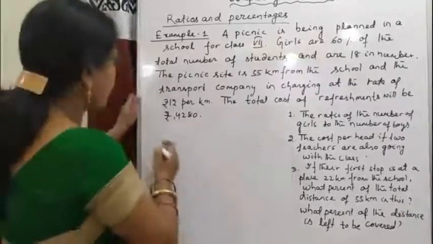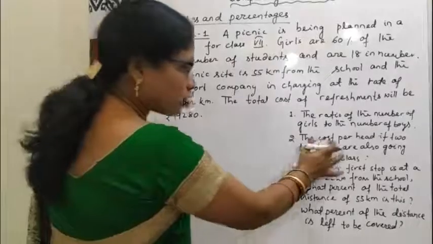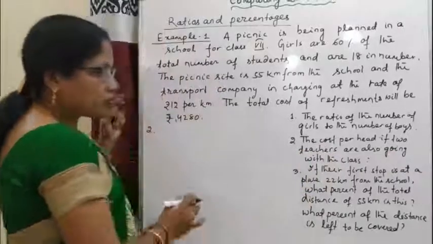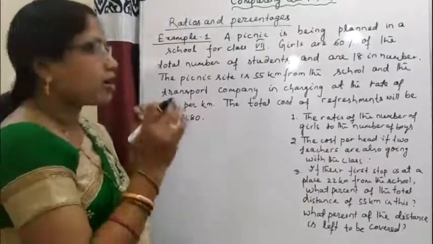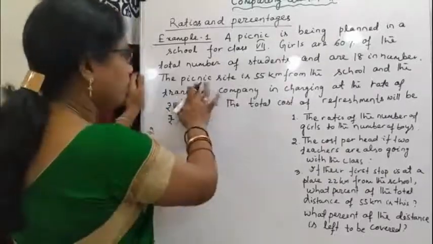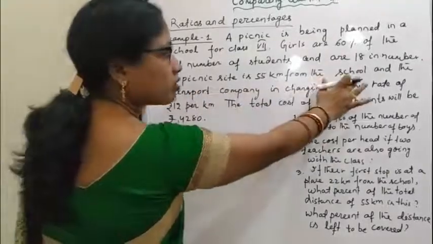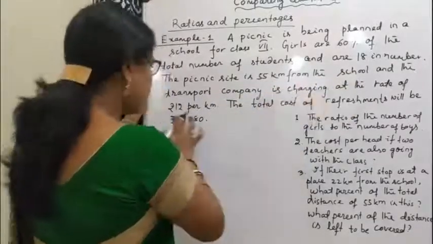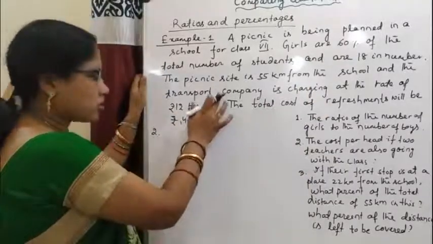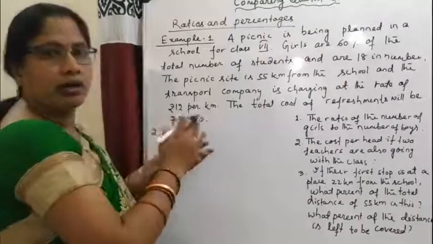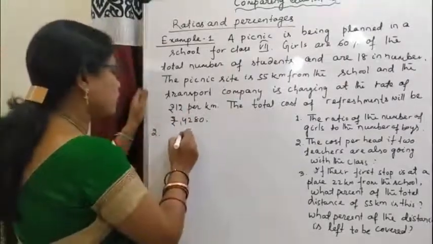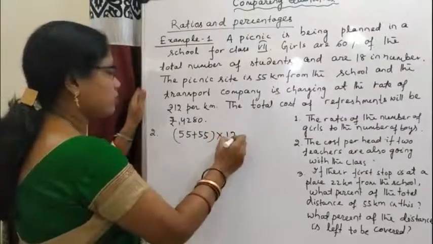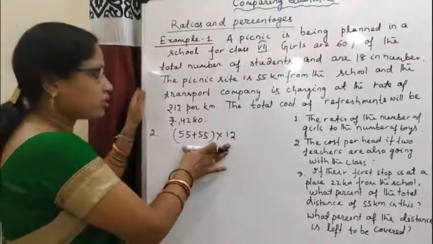Let us solve the second part. The question is the cost per head if 2 teachers are also going with the class. So first we have to find what is the total cost for picnic. Here the picnic site is 55 km from the school, and the transport company is charging at the rate of rupees 12 per kilometer. So the transport should be in both the ways. That means we have to travel 55 plus 55 multiplied with 12, rupees 12 per kilometer. So this is the transport.